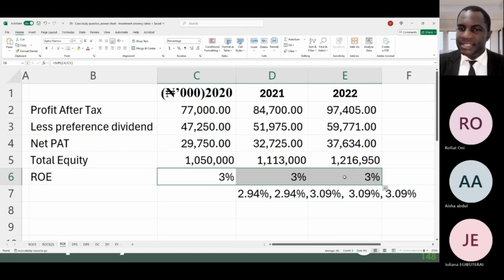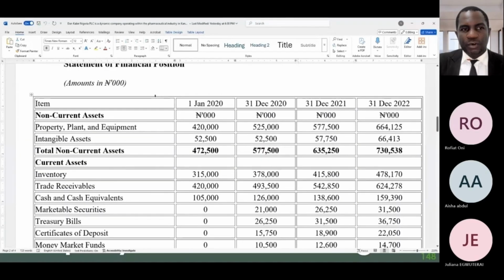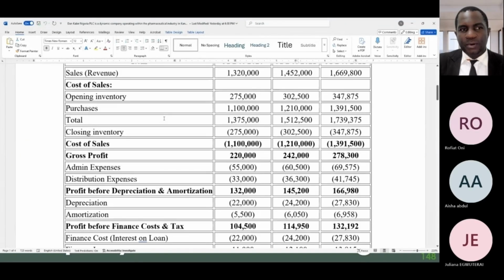For the first year it is 3%, second year 3%, third year 3%. Who would accept 3% return on his investment as an equity holder? Of course, it shows management is not improving on their performance. That's what it means. Profitability is low. Costs are high. Because if you look at Dan Kabir's financial statement, when we come to the issue of cost of sales, you see where the problem is.